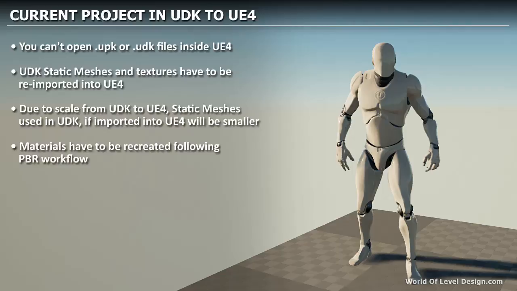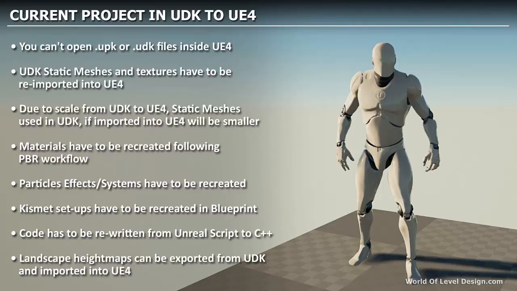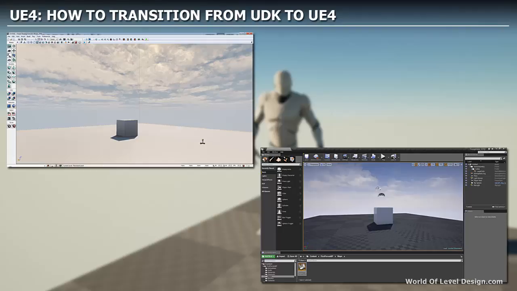All the materials have to be recreated following the PBR workflow. Same for particle effects. They have to be recreated. Any Kismet setups that you have have to be redone in Blueprint. If you have any Unreal script, then you'll have to rewrite it using C++, or figure out a way if you can script it in Blueprint. And last, if you have landscapes, then you can export height maps from UDK and then import those height maps into Unreal Engine 4. So I hope this tutorial was helpful to give you a broad overview of how to transition from UDK into Unreal Engine 4.